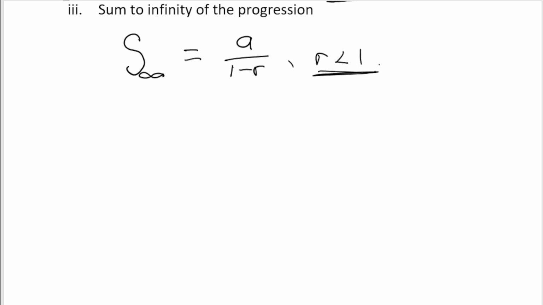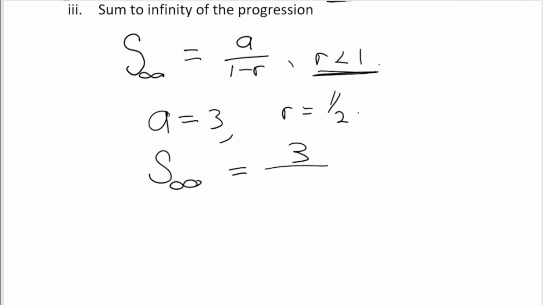The other question is to find the sum to infinity. Now, the formula for the sum to infinity is like that, which is equal to a over 1 minus r. Usually we find the sum to infinity when r is less than 1. What is our a value? Our a value is 3 and our r is half. So sum to infinity is equal to 3 over 1 minus half. Okay, which is 3 over 1 minus half is half.